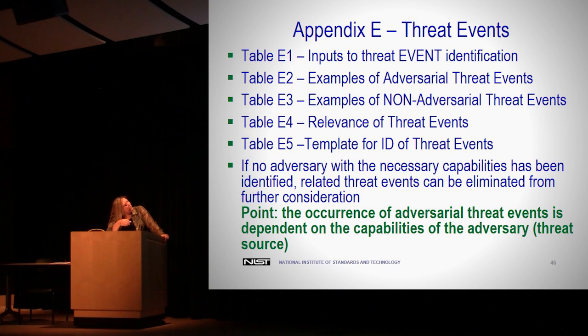And let's see here. If no adversary with the necessary capabilities has been identified, related threat events can be eliminated. Right. So when you get to, you identified your threat sources, and now if you can't identify any related threat events, then just eliminate that. Don't keep that on your list.